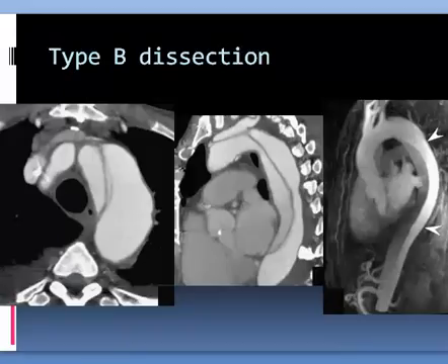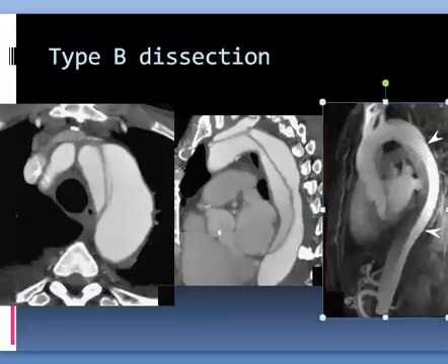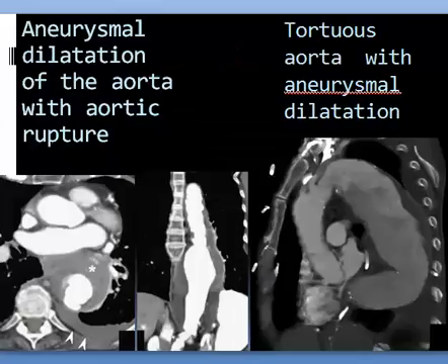This involves mainly the descending aorta, and this is a type B dissection with the flap, a laminar flap, and here there is a flow within the aorta, and this is the blood clot around. Here we have aneurysmal dilatation of the aorta, both ascending and descending, but there is hematoma around, and this is due to rupture.